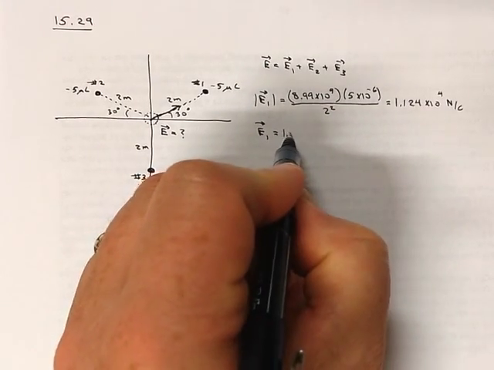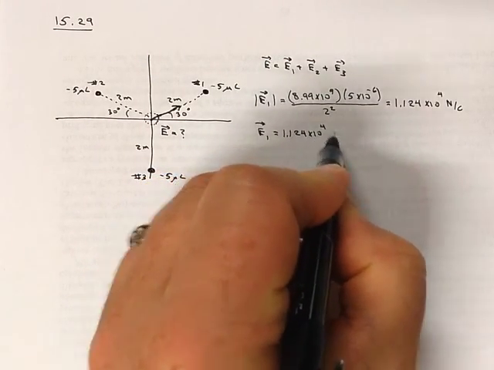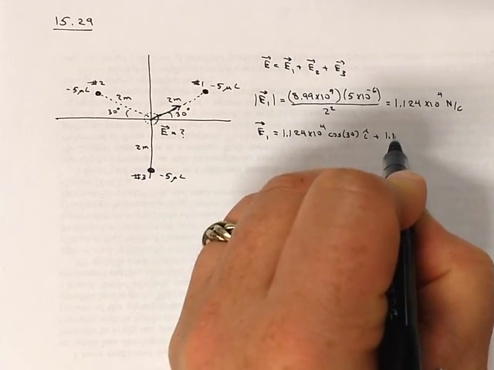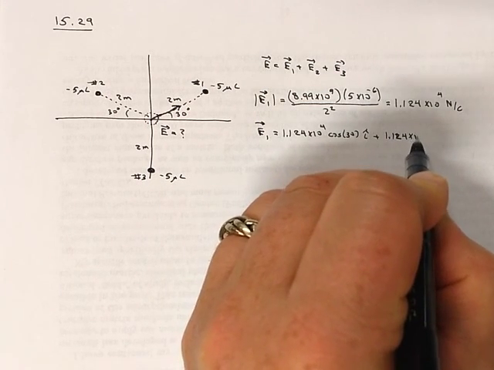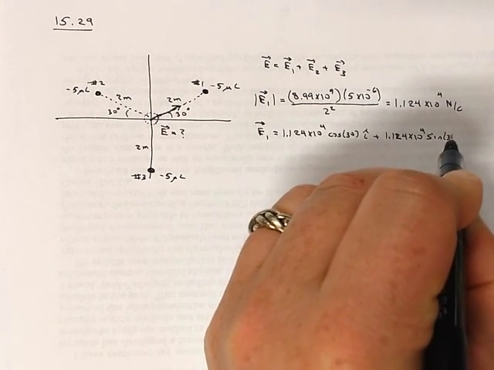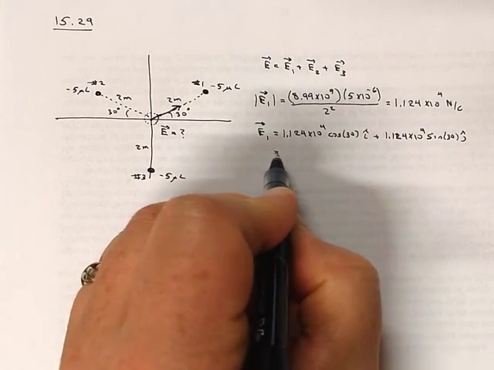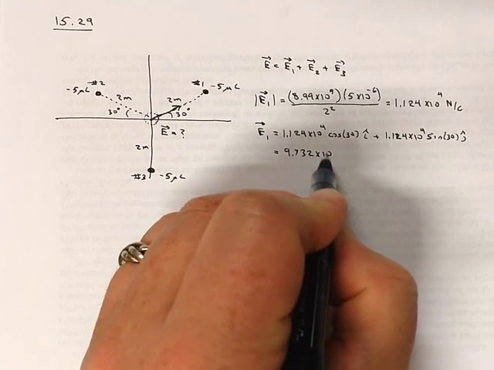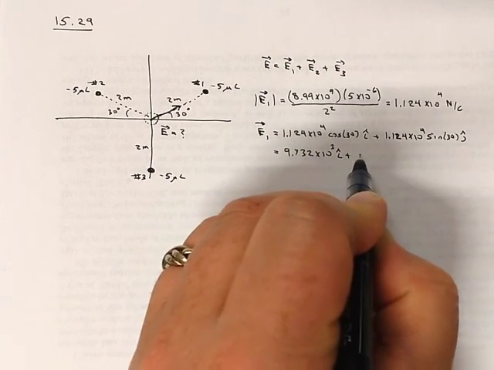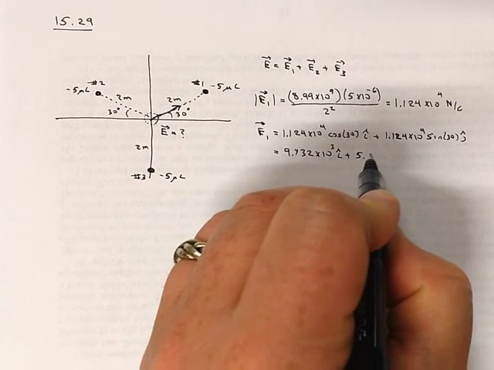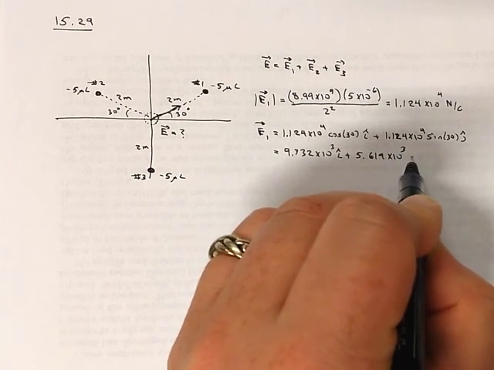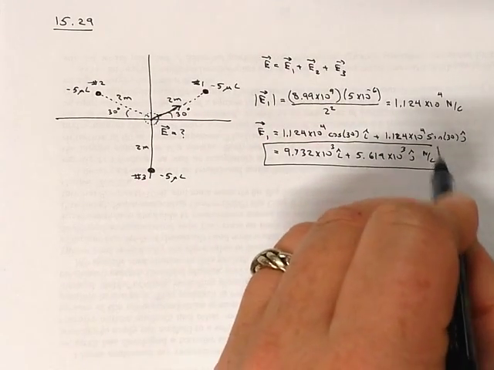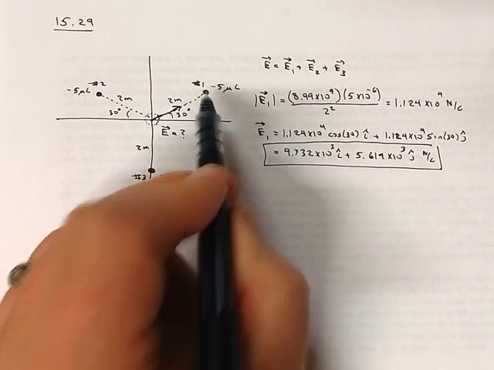That would be 1.124 times 10 to the 4th cosine of 30 i for the x component, plus 1.124 times 10 to the 4th sine of 30 j for the y component, which works out to 9.732 times 10 to the 3rd i plus 5.619 times 10 to the 3rd j. So there is the first contribution to the electric field from charge number 1.